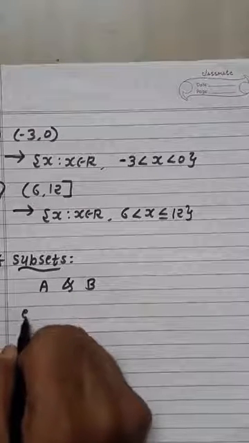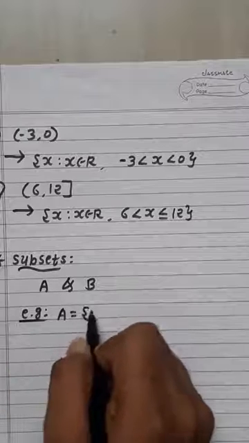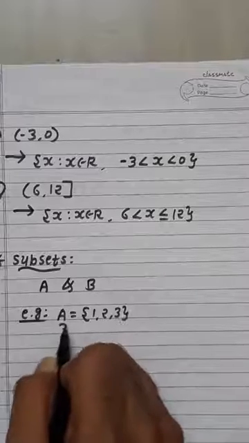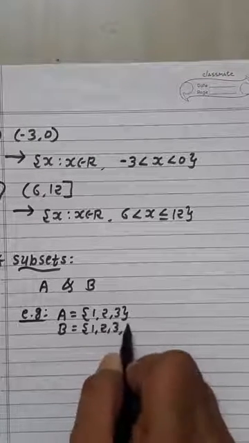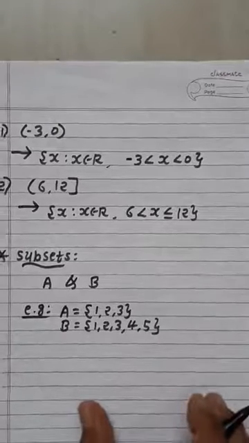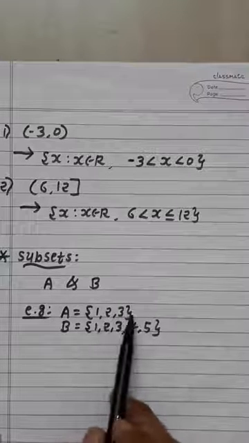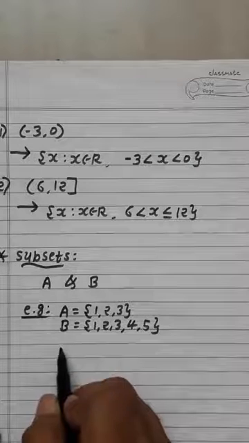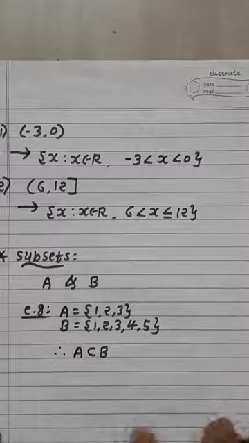So we can take one example. Suppose A is equal to set of 1, 2 and 3. B is equal to set of 1, 2, 3, 4, 5. Now here every element of set A must be present in set B. So that's why here we can write A subset of B.